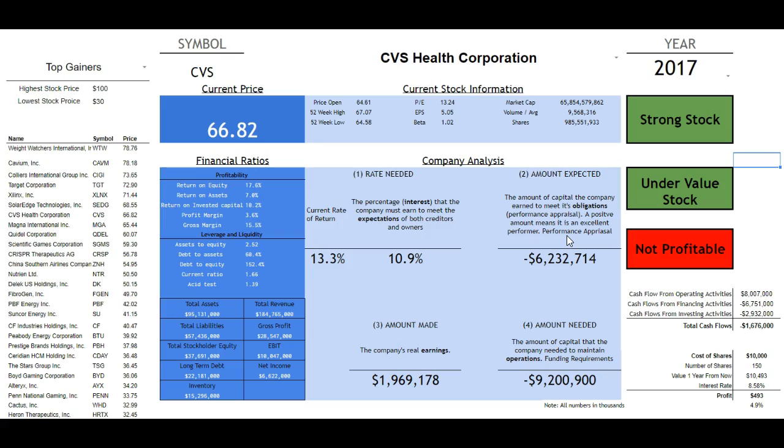It is a good performer. My criteria is that out of the 3 or 4 years that we analyzed, you have to at some point have a positive number in the amount expected. That is my criteria. However, it is a very good company. It is a very efficient company. It's very profitable. They make real earnings. Maybe in a couple of years they'll turn this around and they'll be able to show a positive number here in their performance appraisal, the amount expected.